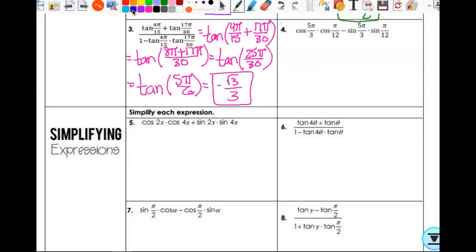All right. So I would say number 4 is going to match either sine or cosine. Which one will it be? Cosine, because it's cosine times cosine, right? And would this be sum or difference? Sum. Good, because on cosine, the signs are the opposite. So this is going to be cosine of 5 pi thirds plus pi twelfths. And I'll let you finish this one up too.